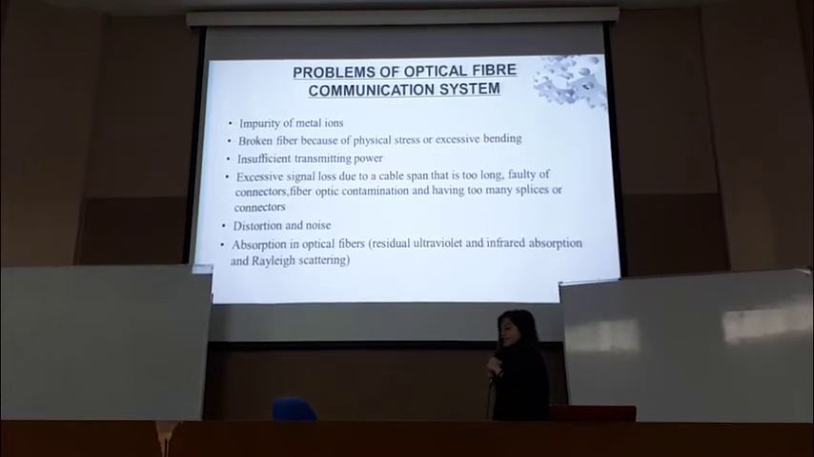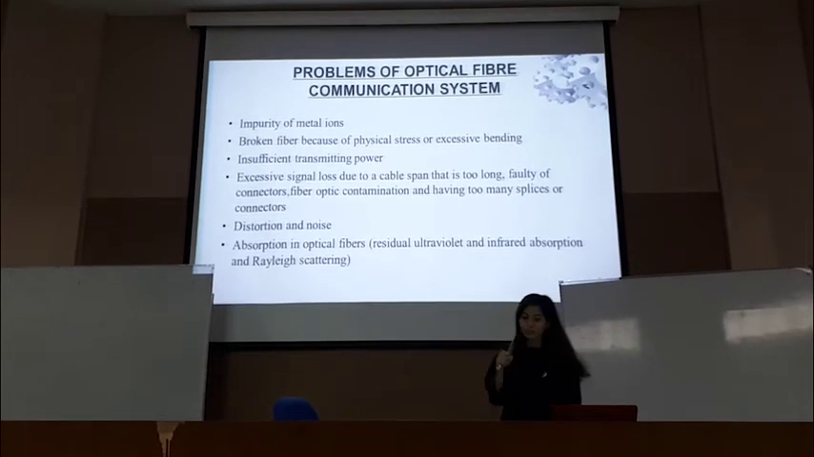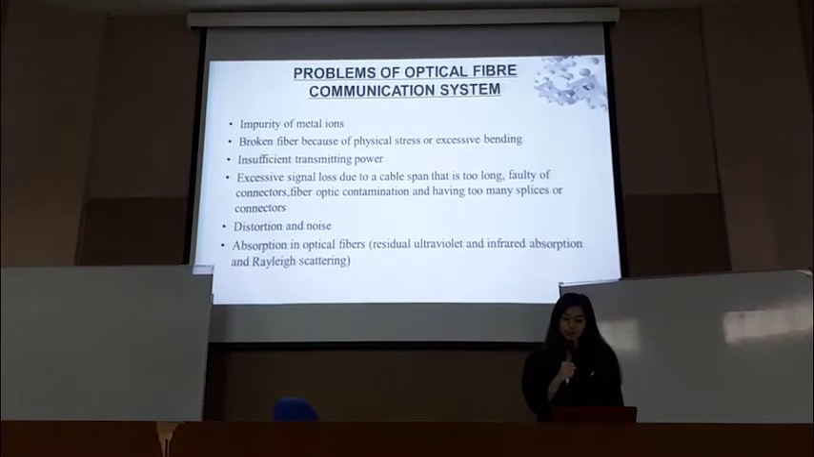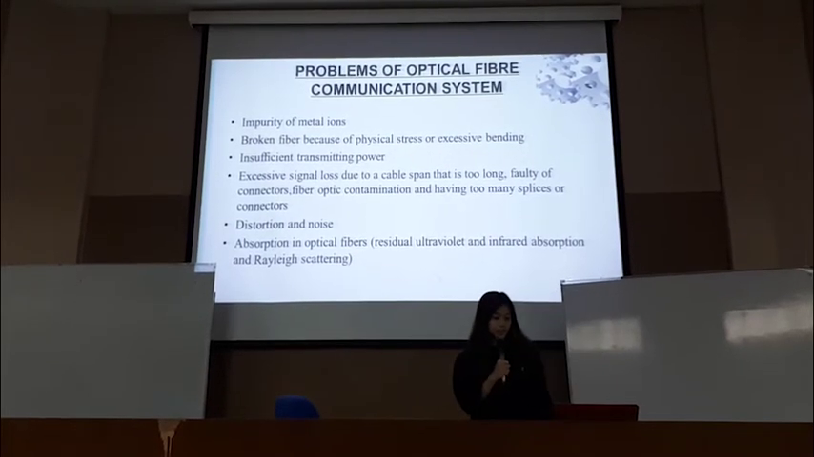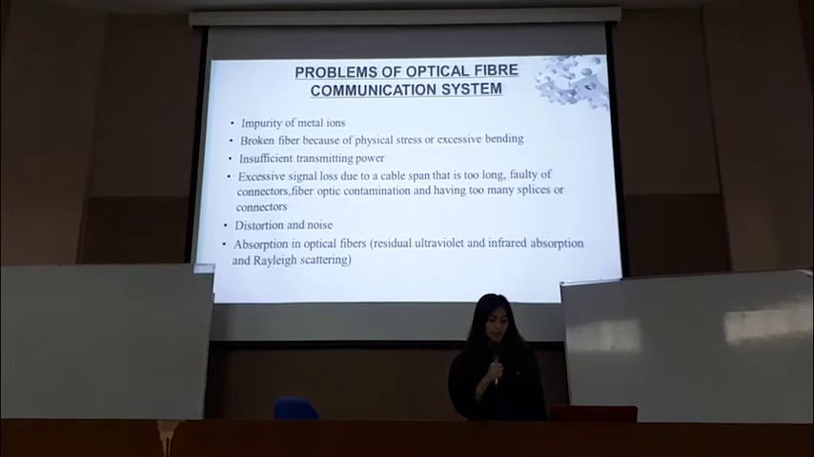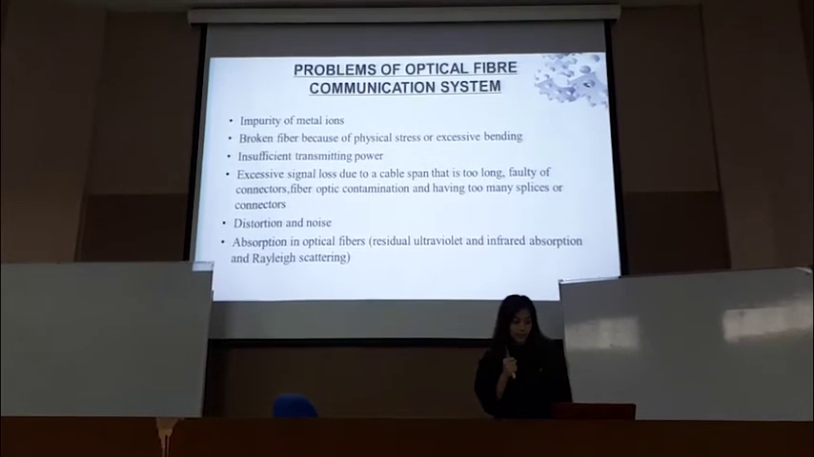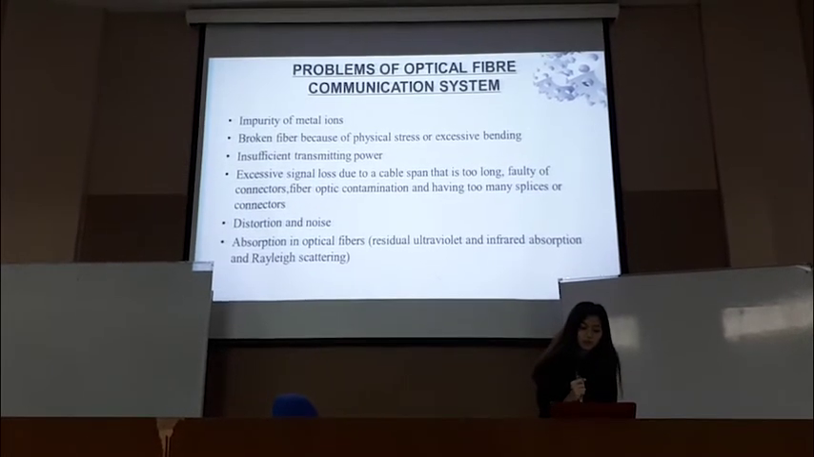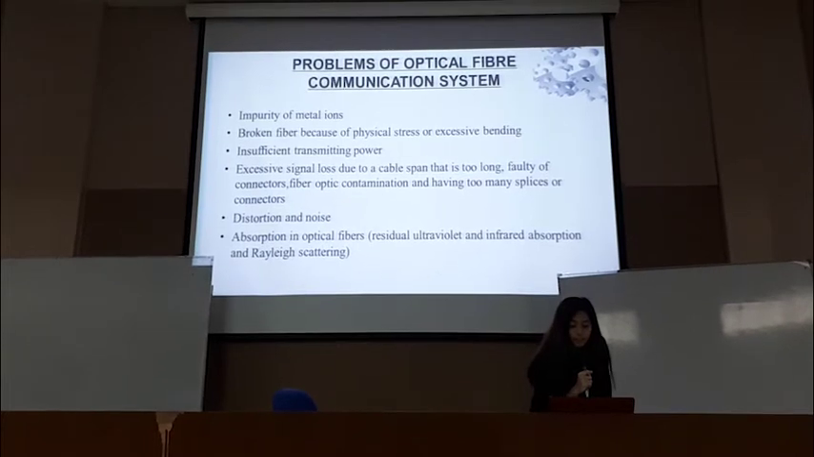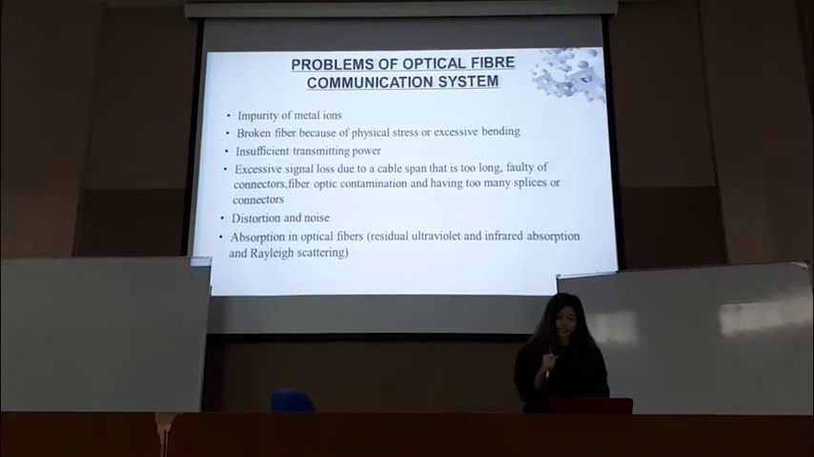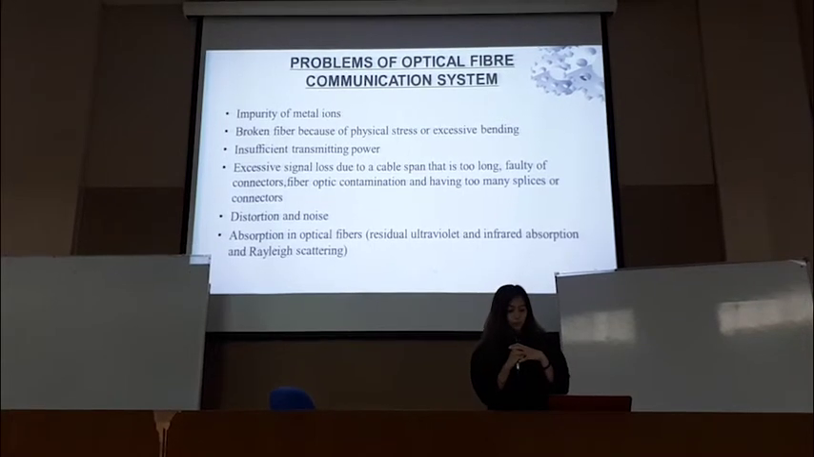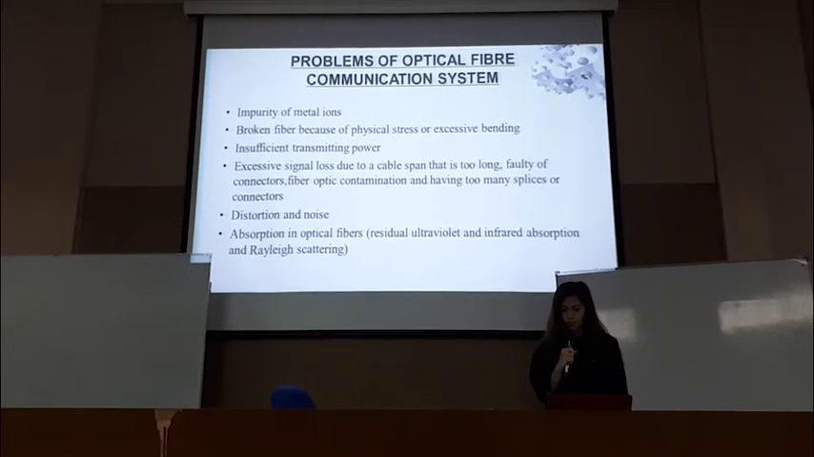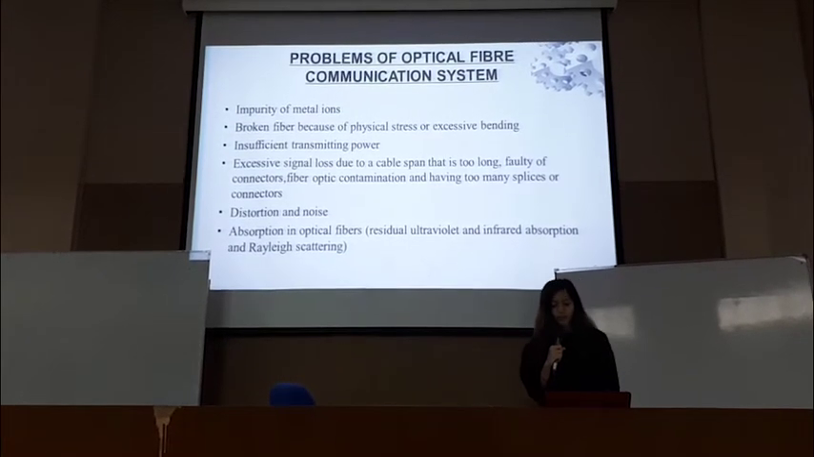It also could be insufficient transmitting power, and excessive signal loss due to a cable span that is too long, faulty connectors, fiber optic contamination, and having too many splices or connectors. The problems of optical fiber could also be distortion and noise. And lastly, the signal itself could be lost from absorption in optical fiber, residual ultraviolet and infrared absorption, and Rayleigh scattering.